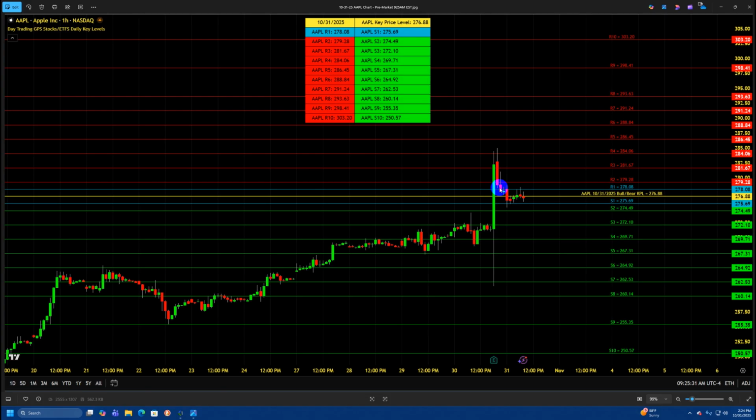Okay, so with that in mind, now I've got you on a chart of Apple. This is a 1 hour chart, and this was taken at 9:25 this morning, so the levels would have already been out since 9 o'clock. And with Apple, you had earnings yesterday that came out after the close on Thursday, and we had quite a reaction to the earnings.